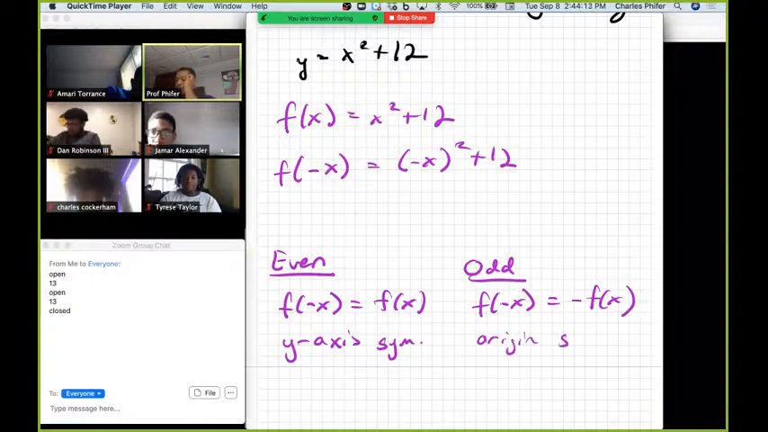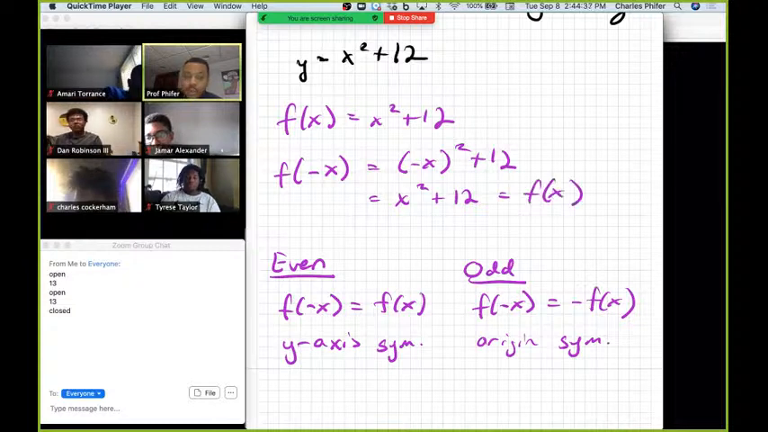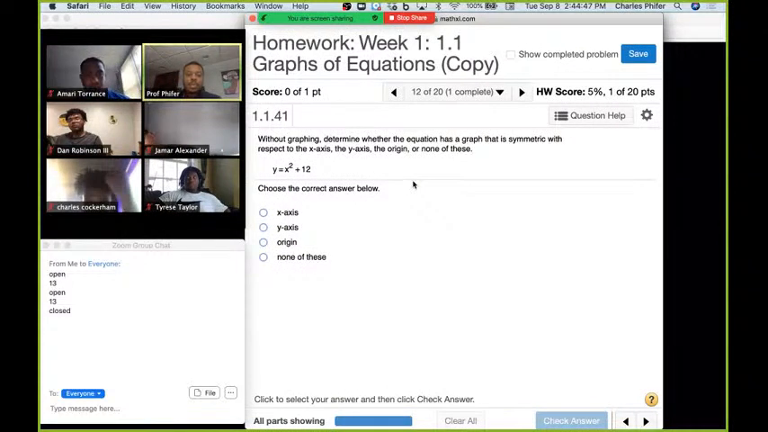Okay. So if we square, if we say negative x times negative x, double negative is positive. This is going to be x squared plus 12. Which is the original, right? So we have f of negative x equals f of x. That means the function is even, so that means we have y-axis symmetry. Okay? So let's hop back over to Pearson. So we should have y-axis symmetry.